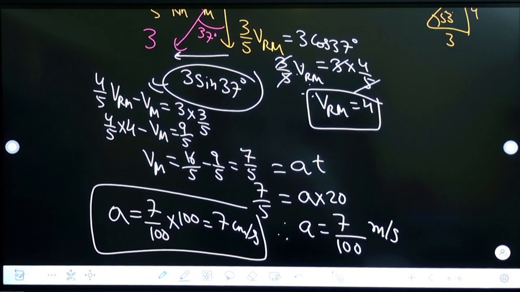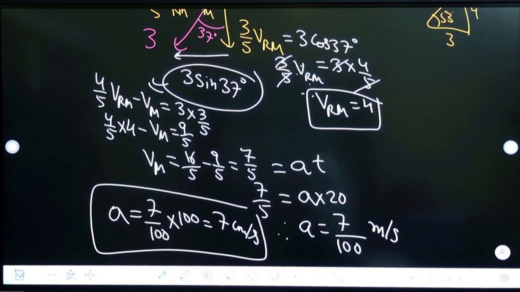This type of question is very advanced level. So this type of question you should solve. Generally this.